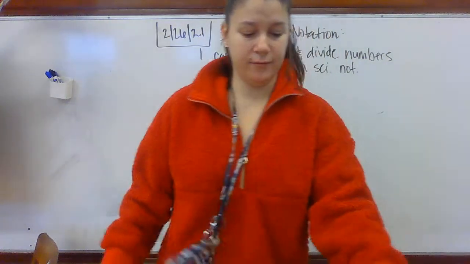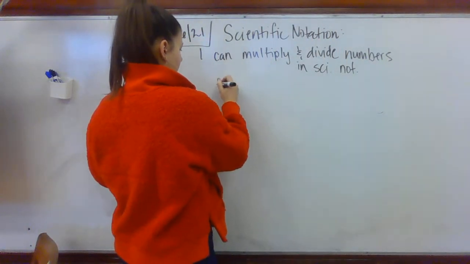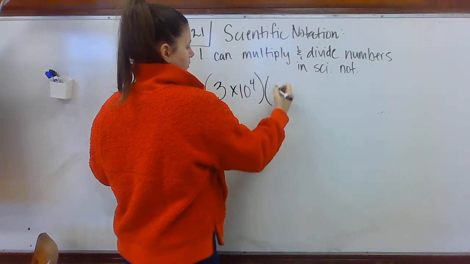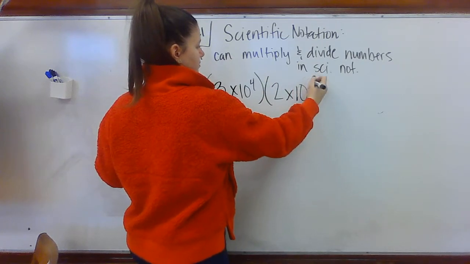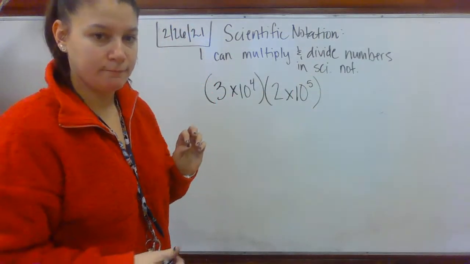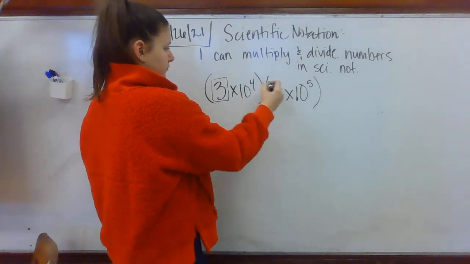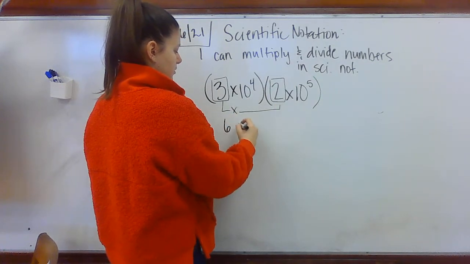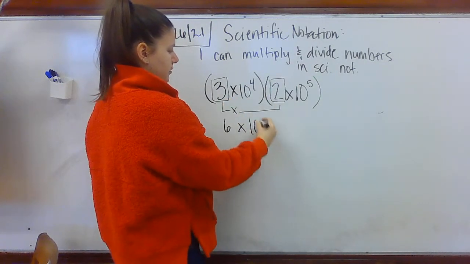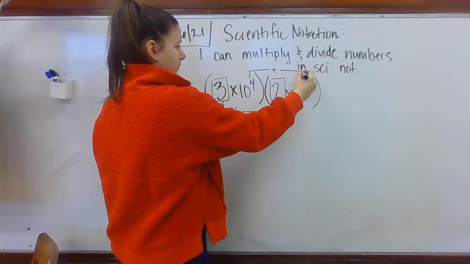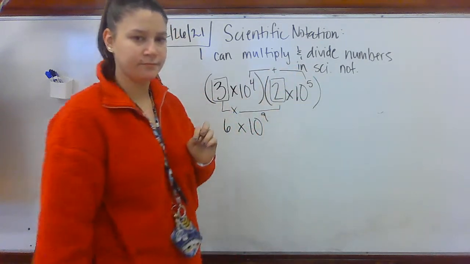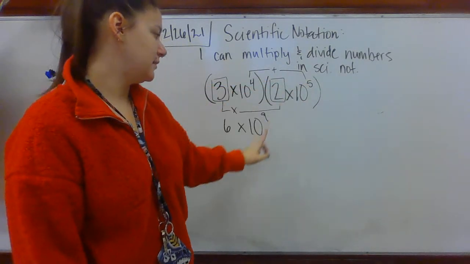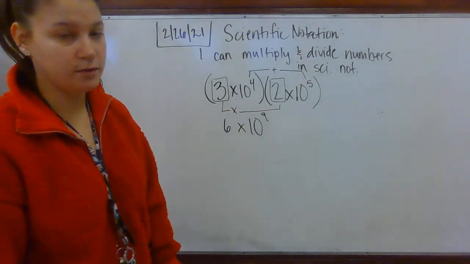So, if I have 3 times 10 to the 4th times 2 times 10 to the 5th. Okay, my coefficients are 3 and 2. I'm going to multiply them. 3 times 2 is 6 times, keep my base, add my exponents. 4 plus 5 is 9. 6 times 10 to the 9th. Multiply the coefficients, add the exponents. Okay, it's really that simple.